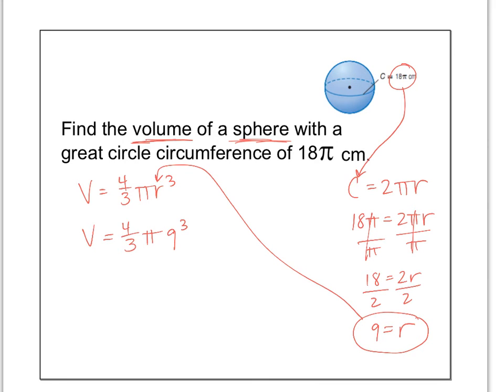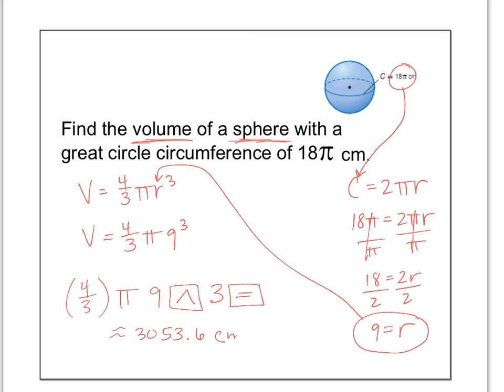Now remember how you type that in. Parenthesis 4 divided by 3, close the parenthesis, pi 9 raised to the 3rd, equals, and you should get approximately 3053.6 centimeters cubed. Remember, it's a volume, so it's cubic units.